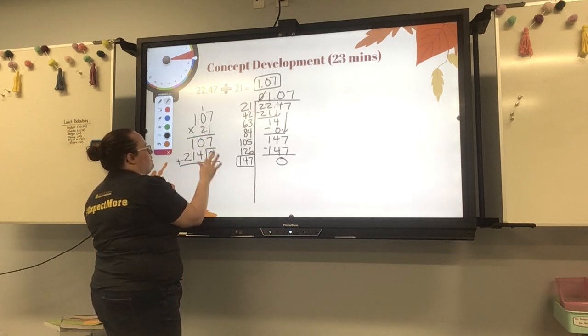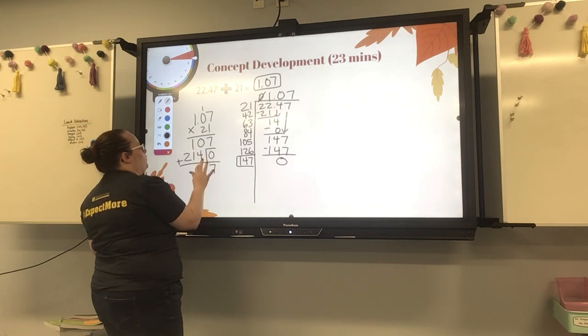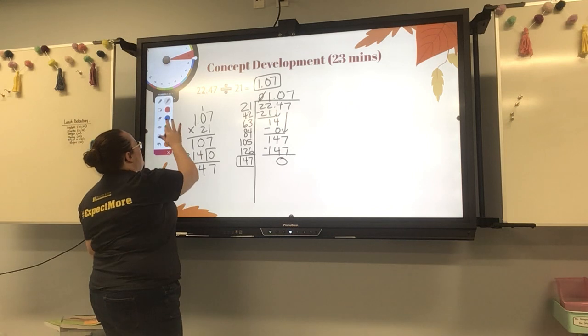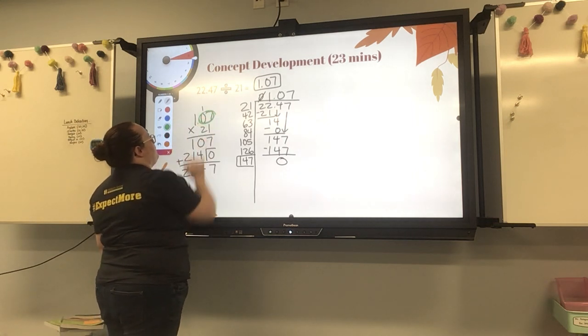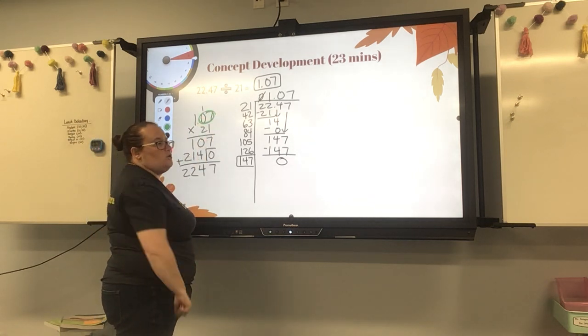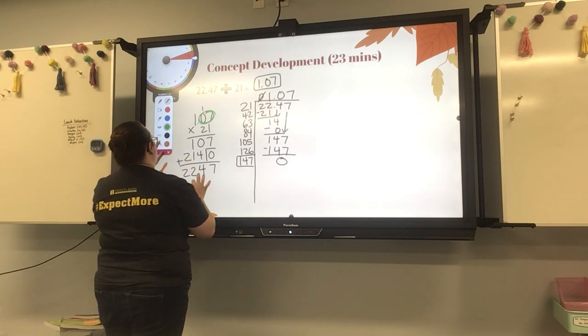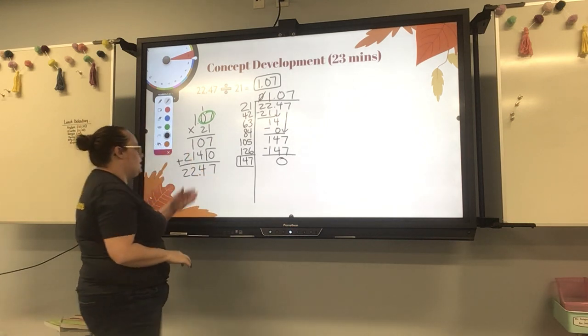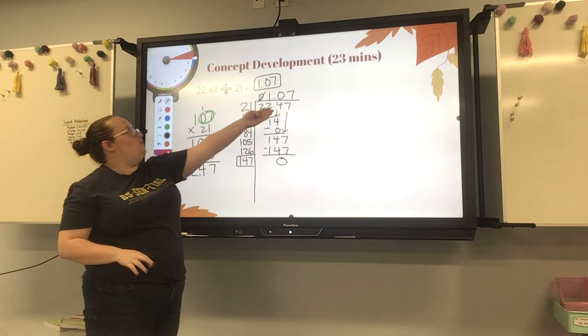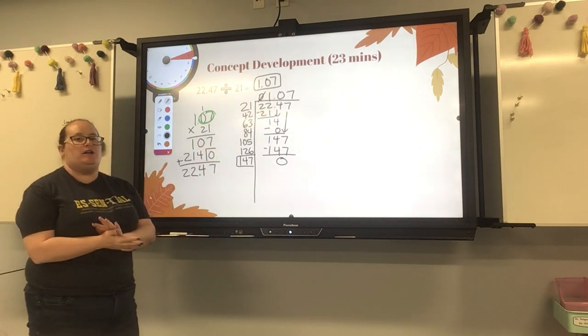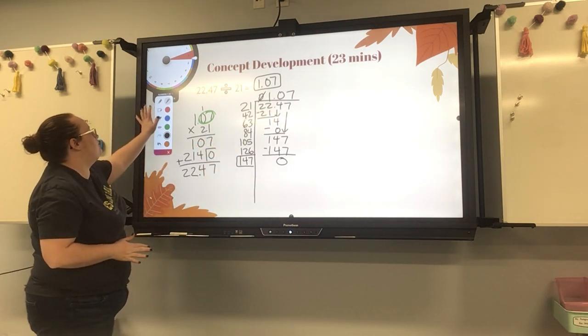Add them together. 7 plus 0 is 7. 4 plus 0 is 4. 1 plus 1 is 2. And 2. I have 2 numbers behind my decimal, the 0 and the 7. So I need 2 numbers behind my decimal in the hundredths place. So I got 22.47, which matches my dividend. So I know that I did it correct.